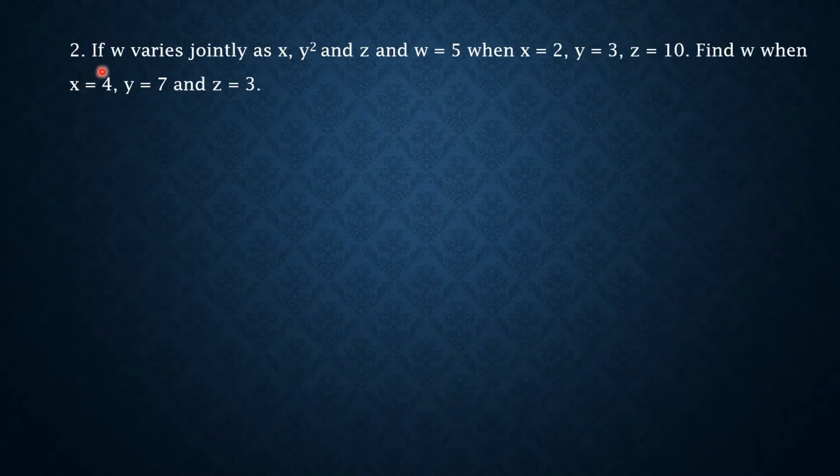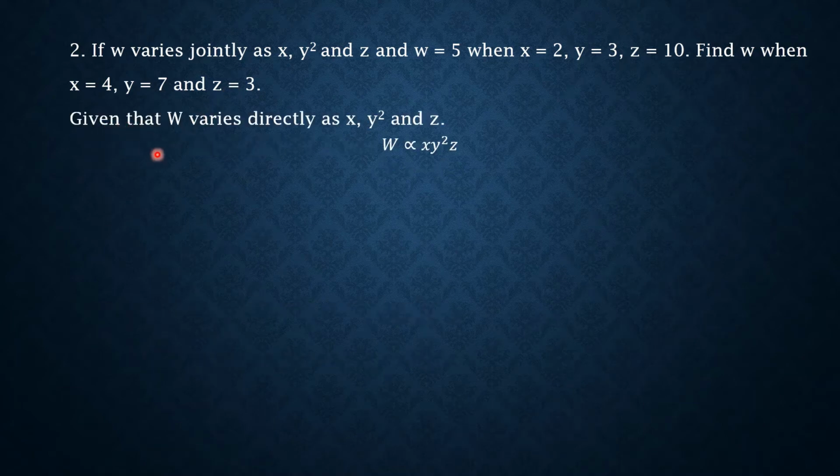Now question number 2. If w varies jointly as x, y square and z, and w equal to 5 when x equal to 2, y equal to 3 and z equal to 10, we have to find the value of w when x equal to 4, y equal to 7 and z equal to 3. Now let's start the solution of this question.